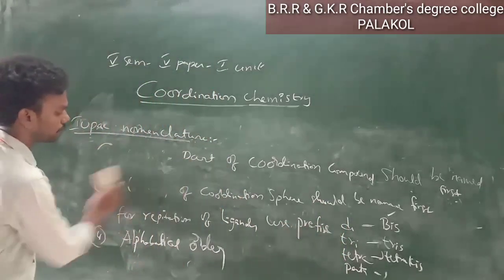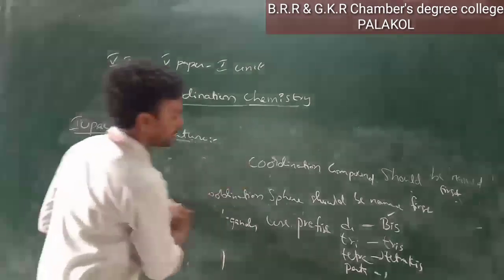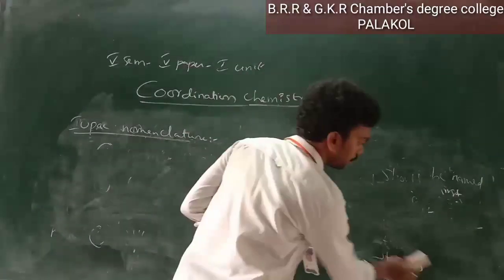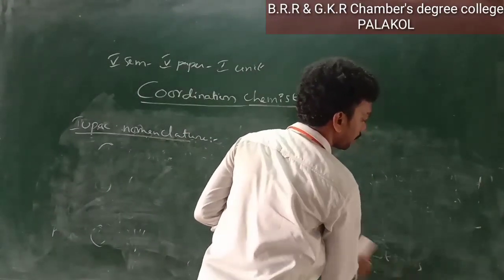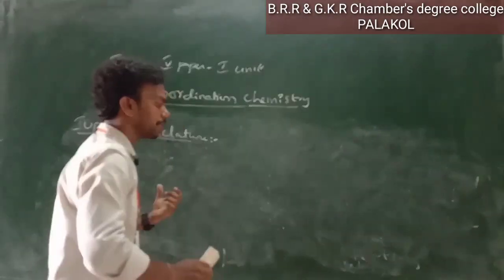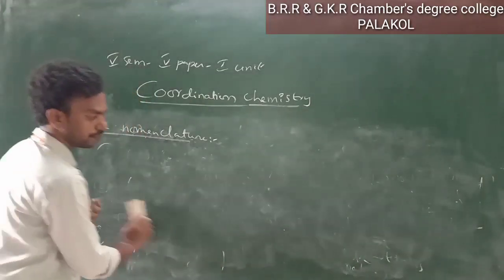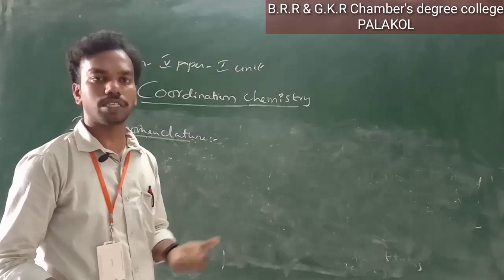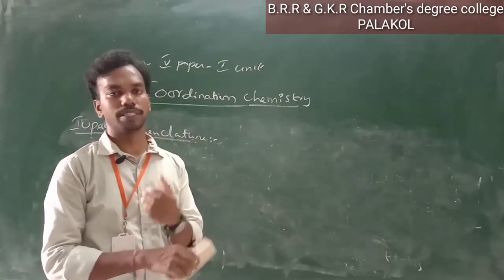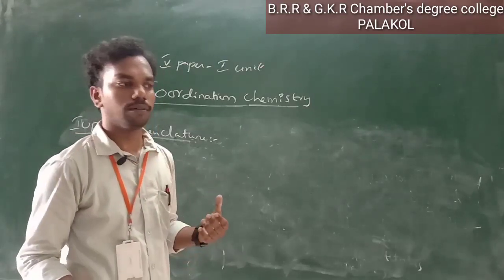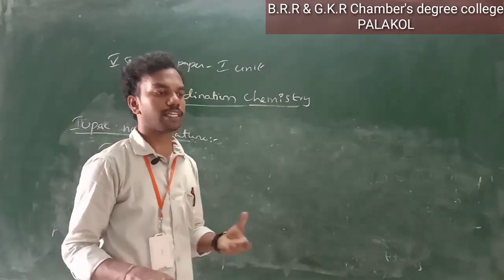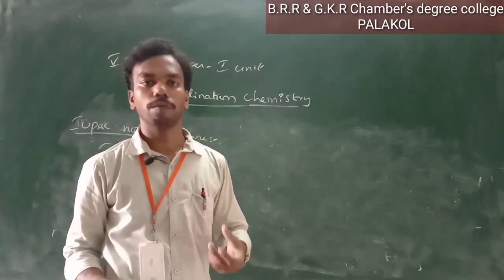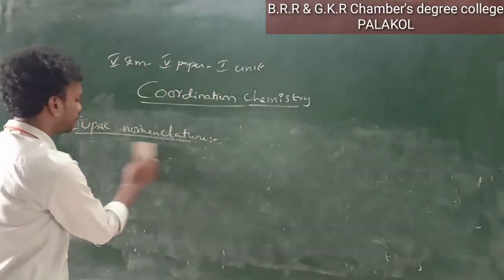So up to this, what is rule number 1? The positive part of the coordination compound should be named first. Second, if your complex ion contains metal and ligand, which one is given preference first? The ligand is named first. Next, for repetition of ligands, use prefix di, tri, tetra, and for bidentate, tridentate, tetradentate ligands, use prefix bis, tris, tetrakis. If you are having more than one type of ligand, use alphabetical order, right?